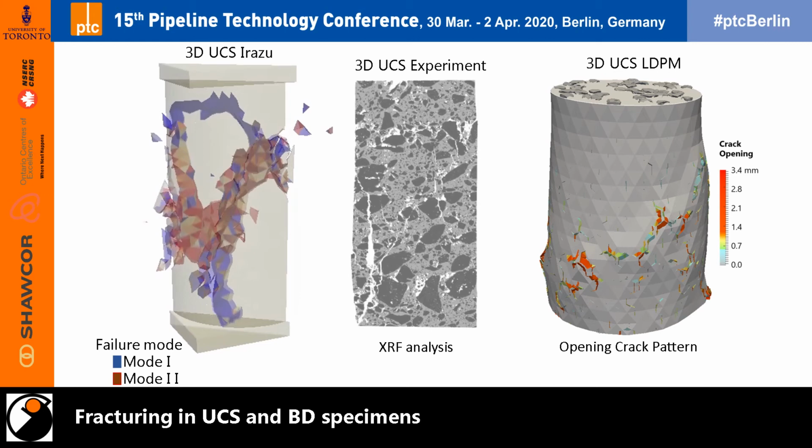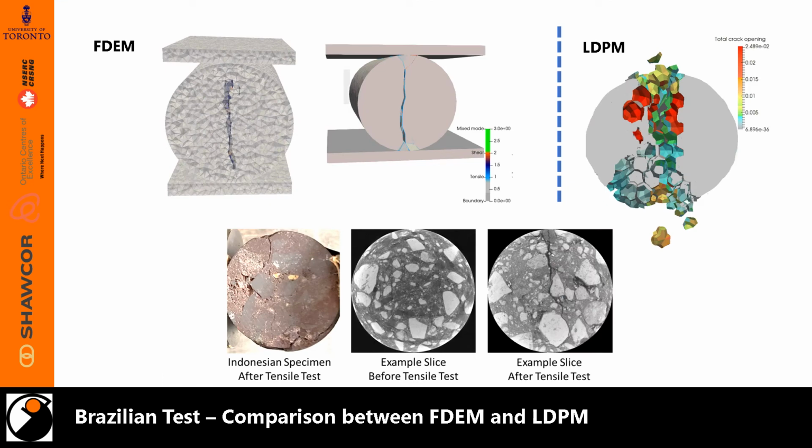And also we can see here the experiment results of the XRF analysis. We see that the crack pattern of the LDPM and FDEM fits really well with the experiment results. Here we can see the experiment results and the crack pattern of LDPM under the BD simulation type and for the FDEM model. We see that we get a really good fit between the crack pattern of the experiment and the simulations, which is very important for accurate modeling.